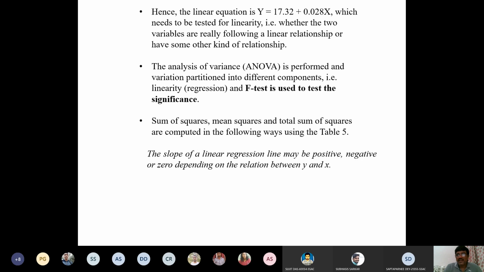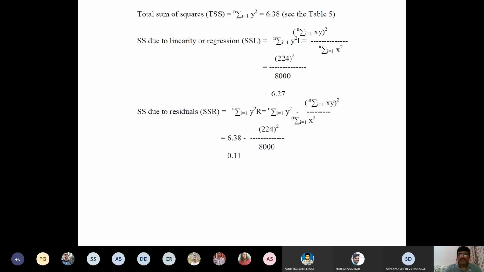Then to test the linearity, you go for ANOVA, analysis of variance, using the F-test. I have shown you that sum of squares, mean square, and total sum of squares are computed. You can see in the next table. So summation y square, I think you remember. Sum of square due to linearity, the formula is like this, or sum of square due to regression.